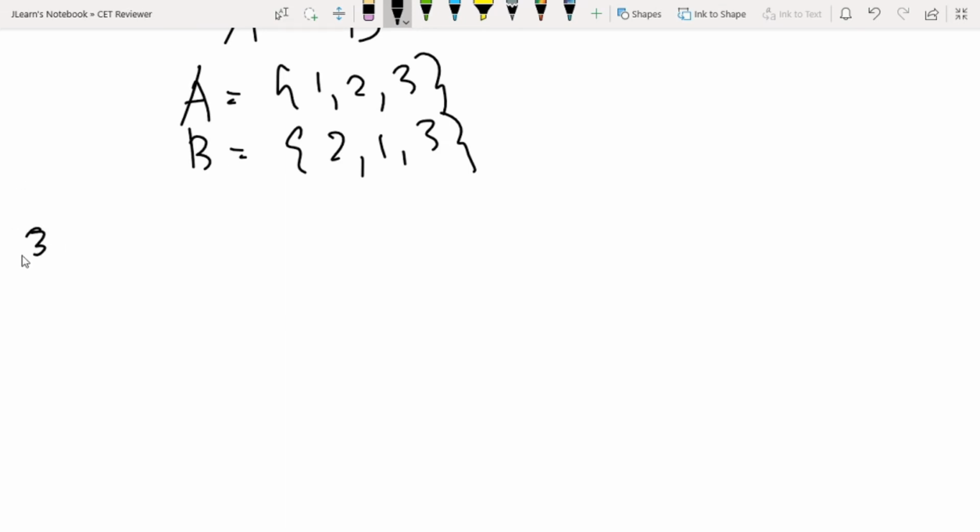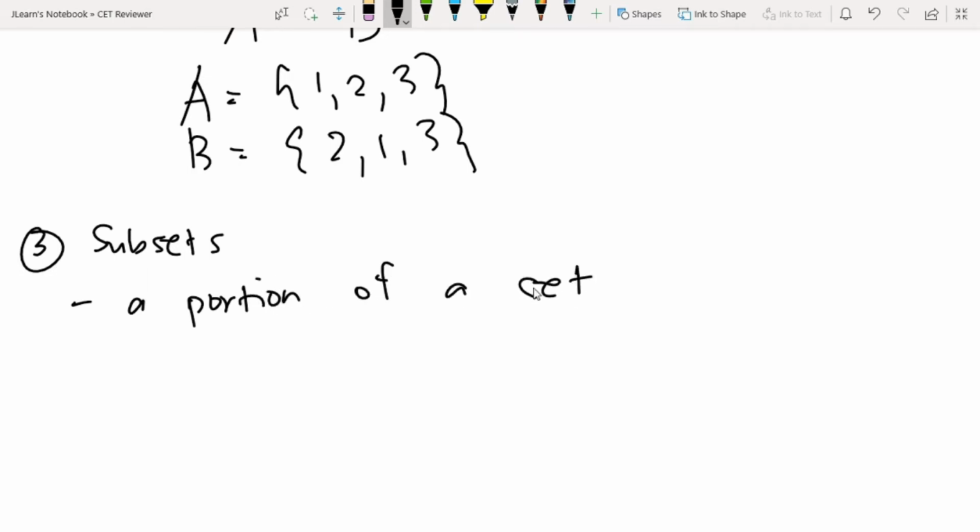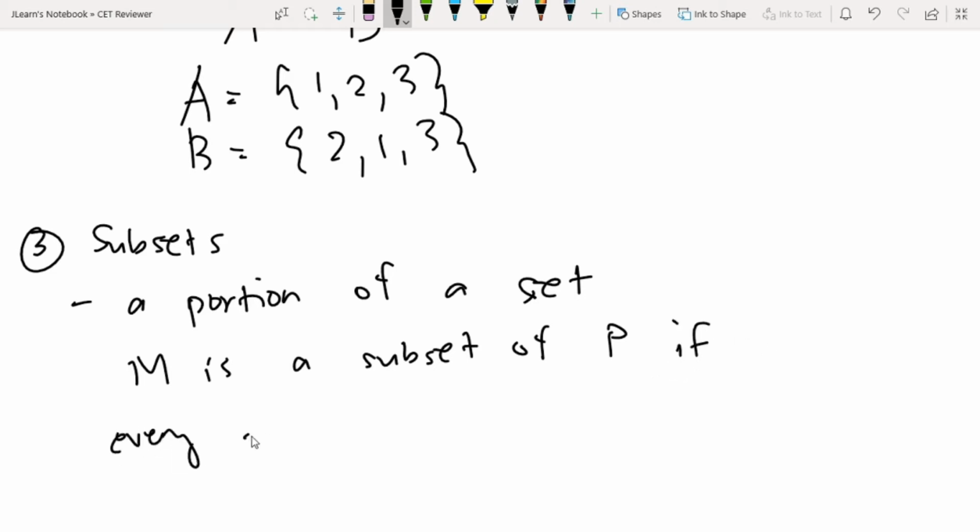So next is subsets. When we say subset, it is basically a portion of a set. We say that M is a subset of P if every element in M is in P. Okay? So that is our most basic definition.